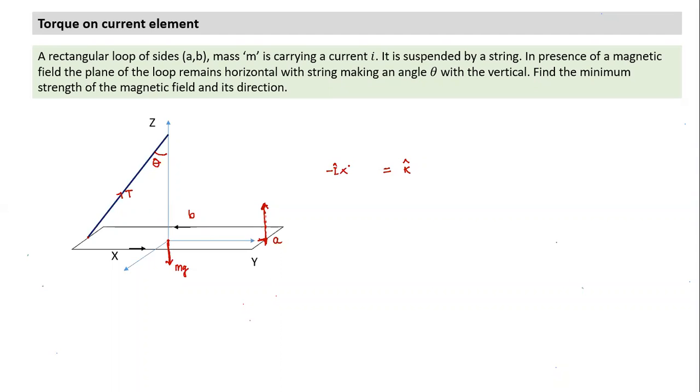So what should be the direction of the magnetic field here? The possible cases are what? It could be either J or minus J. If it is J, it will not come out as K; if it is minus J cap, the cross product will lead to K cap. So what has to be the direction of the magnetic field? The magnetic field has to be in this direction.